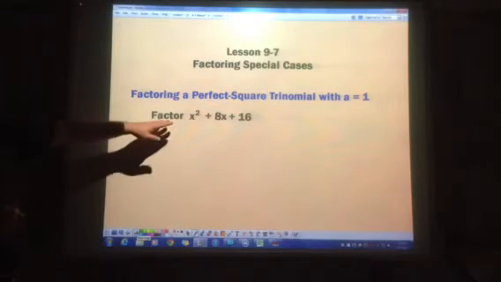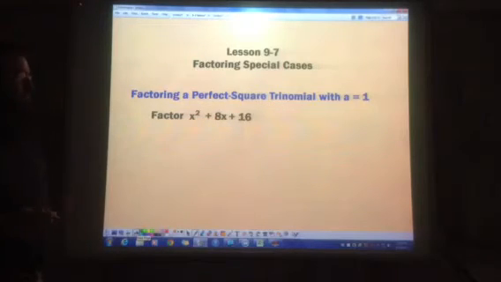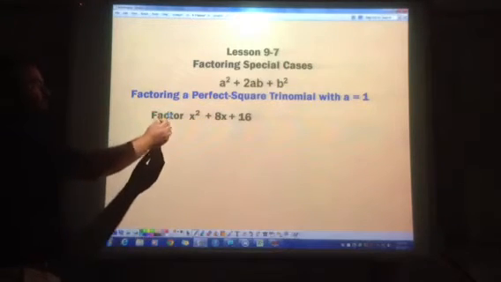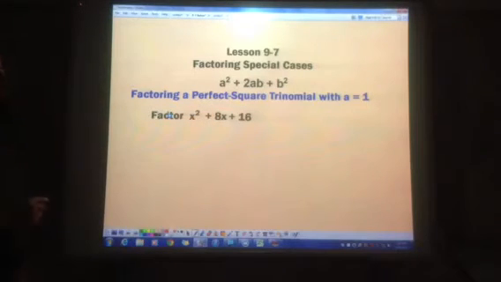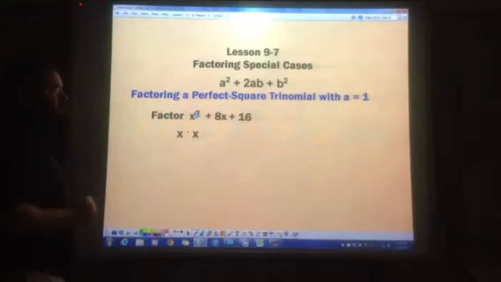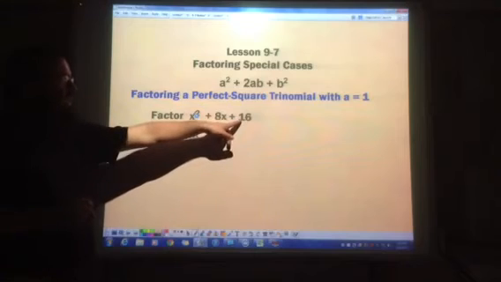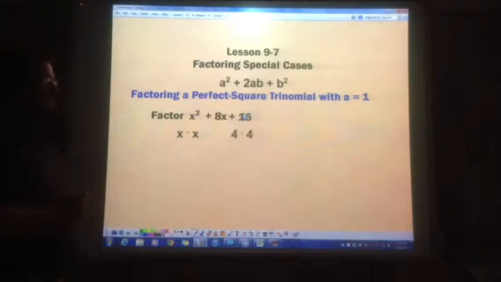Let's try that on another one. X squared plus 8x plus 16. Remember, when you factor that, that's a squared plus 2ab plus b squared. X squared can be broken into x times x. 16 is a perfect square. Its factors are 4 times 4.